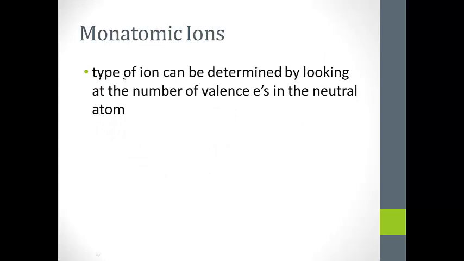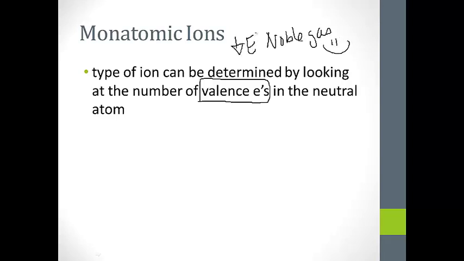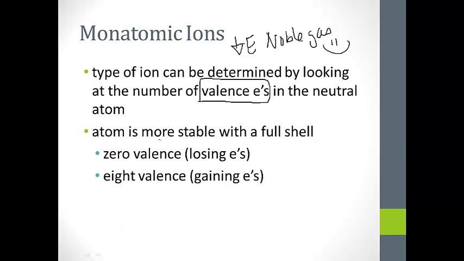Now, monatomic ions, a lot of times the type of ion can be determined by looking at the number of valence electrons in the neutral atom. We've done this a few different ways where you're trying to figure out what it would take to get that noble gas configuration, which is going to help make the atom happy, and the way it makes the atom happy is by lowering the energy. Okay, again, the group 1s will have a 1 plus, the halogens will have a 1 minus, etc., etc. Atom is more stable with a full shell.